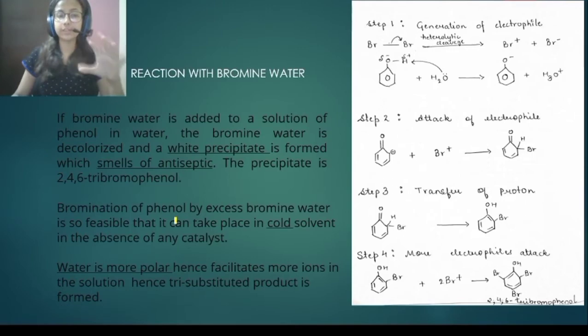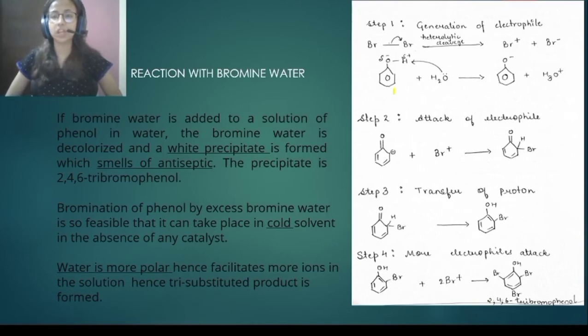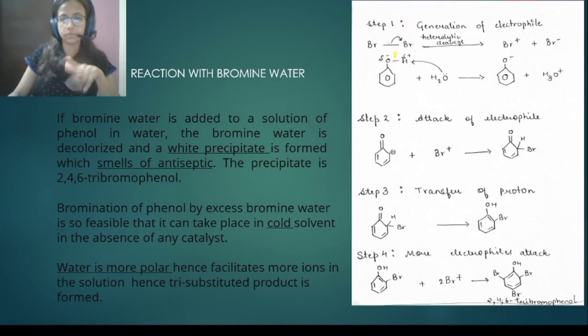The very first reaction is the reaction with bromine water. First, let us go with the mechanism. Step one is generation of the electrophile. We have the Br2 molecule. In that molecule, heterolytic cleavage takes place, and hence two electrons are taken away by one bromine, and it forms a Br negative ion and a Br positive ion. Now we have got an electrophile.